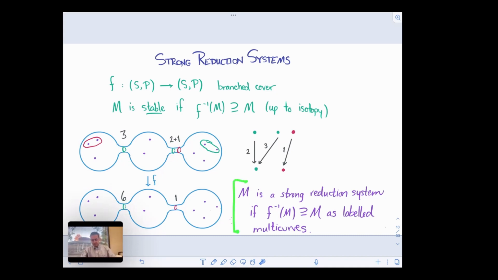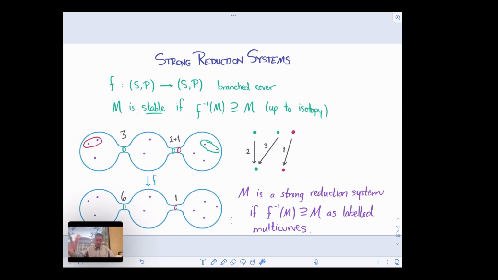This definition is not classical. A strong reduction system means you have a multicurve, but you put labels on the curves. I'm just putting numbers 6 and 1 here. Strong reduction system means when you take the preimage, it contains M as labeled multicurves. That means you have the same curves plus extra curves, and the labels are at least as big up here as they were down here. So this containment is two things: containment of multicurves in the usual sense, but also the labels up here are at least as big.